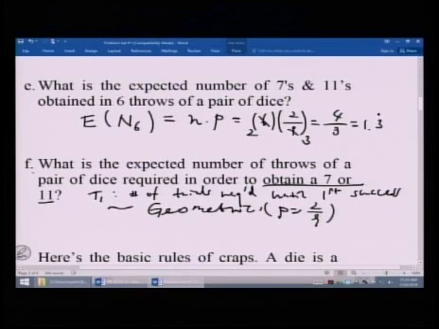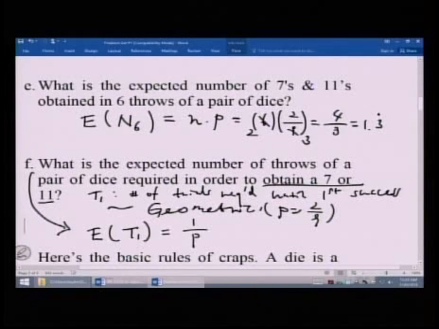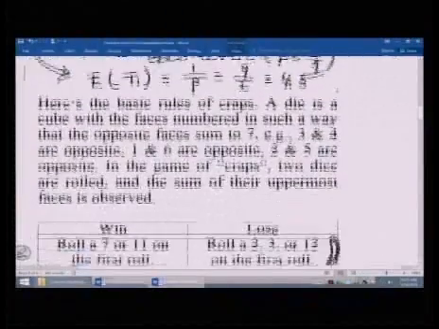And the question asks you for the expected value of this random variable. Is that right? And what is that? 1 over p. So that's going to be 9 over 2. That's 4.5. Is that right? So any questions?